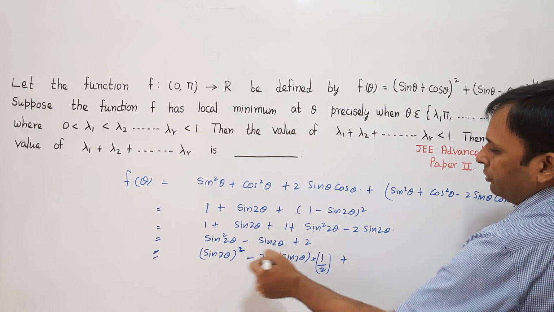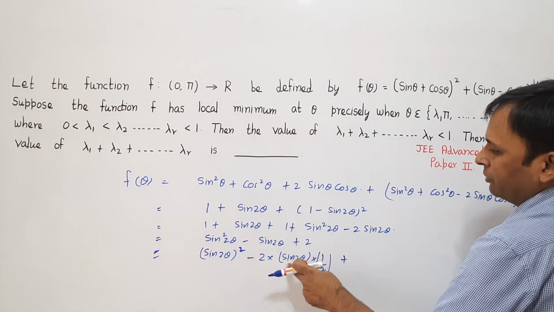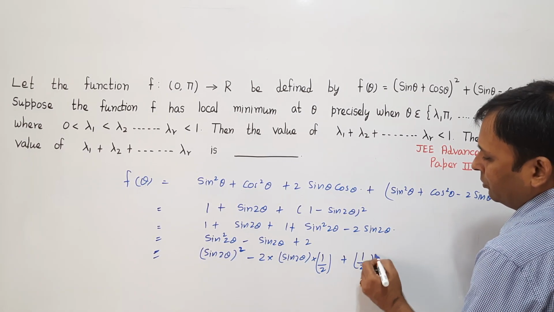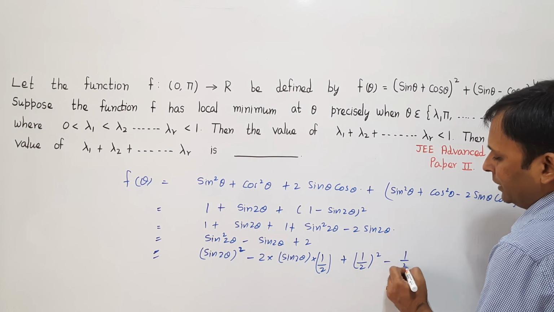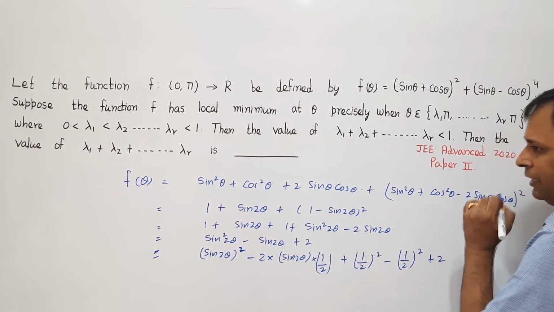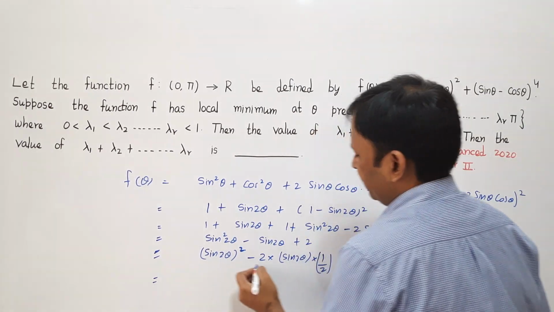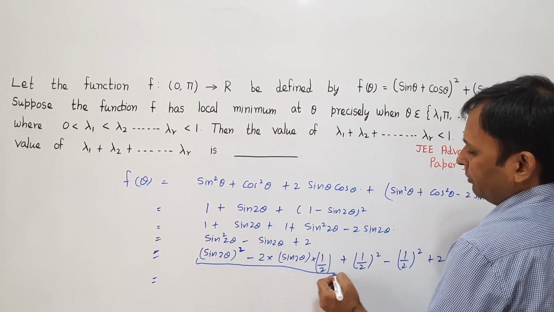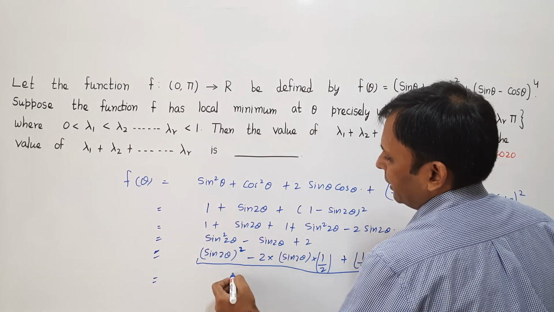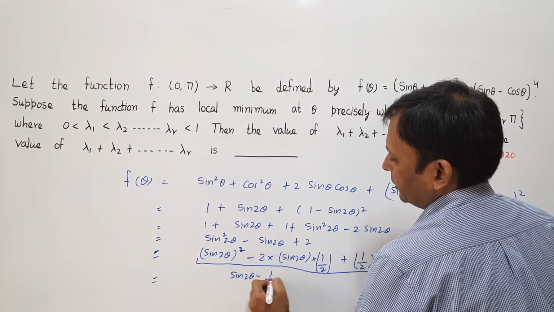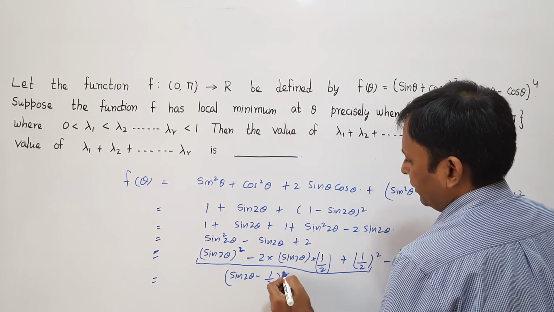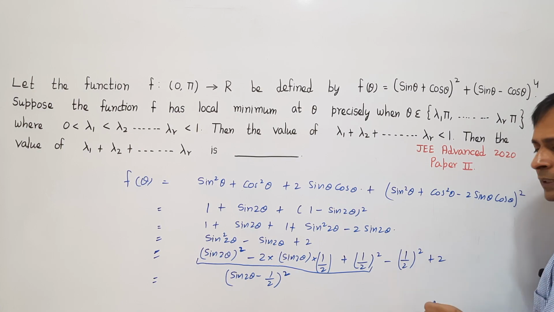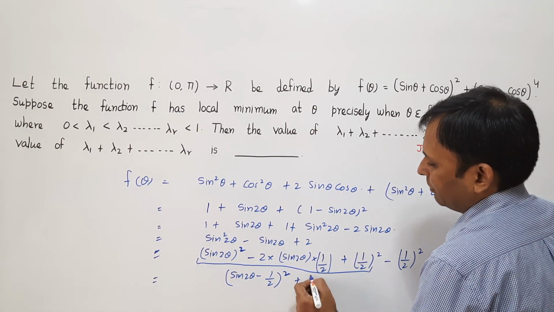In order to make it (a minus b) whole square, I got a square, I got minus 2ab, so I will need b square. So I will write 1 by 2 whole square, and the same number I will subtract so that the value of the expression remains the same. Then this whole thing, sin square 2 theta minus 2 times sin 2 theta into 1 by 2 plus 1 by 2 square, will be equal to (sin 2 theta minus 1 by 2) whole square, and then we have minus 1 by 4 plus 2, that means minus 1 by 4 plus 8 by 4, which is 7 by 4. So this is plus 7 by 4.